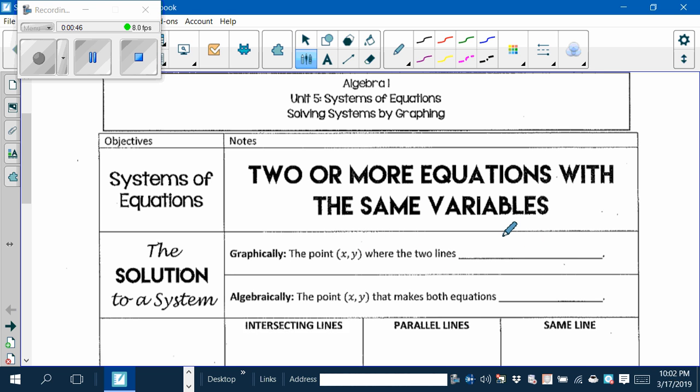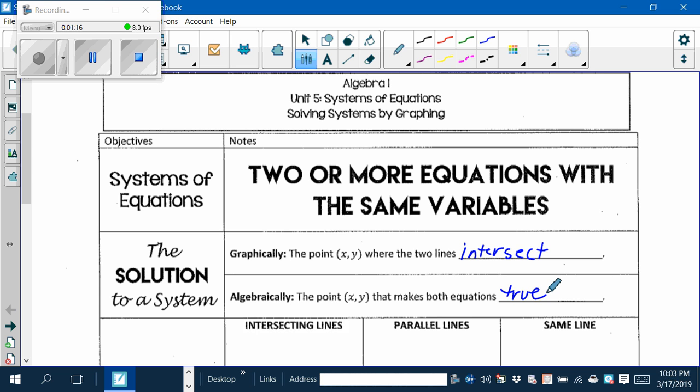When you have two or more equations with the same variables, that's called a system of equations, okay? And the solution to the system of equations is where the two lines intersect. Algebraically, it's where the point makes both equations true.